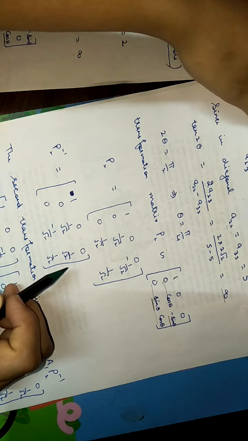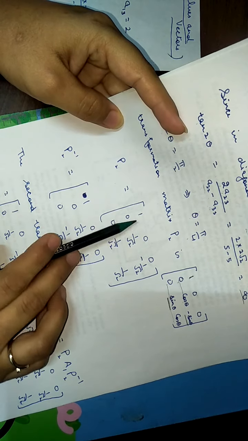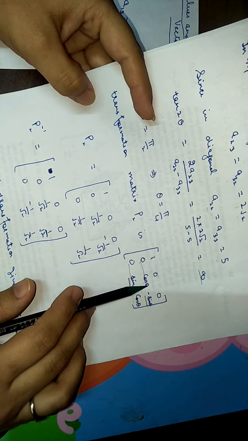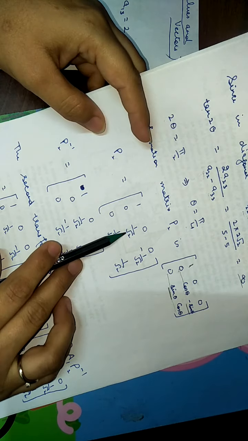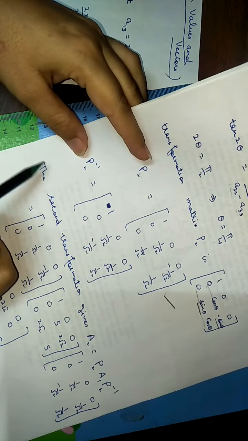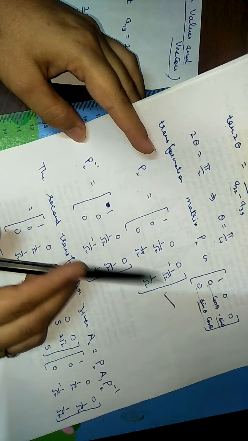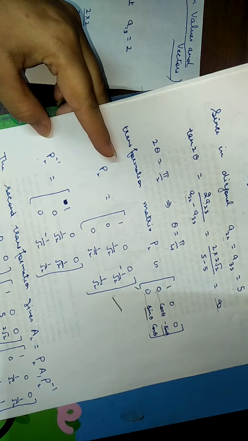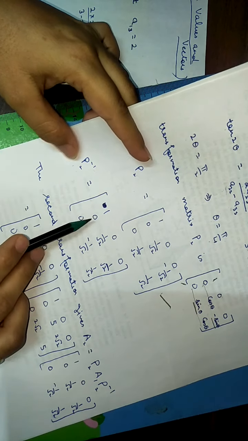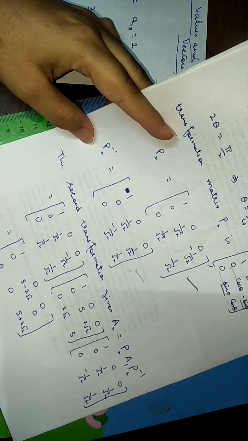So next, the P2 transformation matrix becomes 1 0 0, 0, 1 by root 2. Here again we substitute the value of theta, that is pi by 4. So it becomes 1 by root 2. So in this way we get our P2 matrix. Next again we find P2 inverse. Same, we find the transpose of the matrix. So we interchange rows into columns. So we get our P2 inverse.